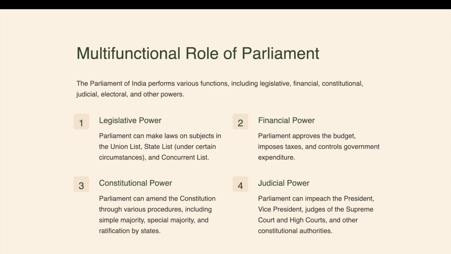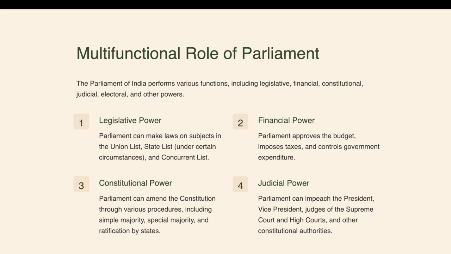Now we will also see different kinds of motions. There are different kinds of cut motions, which are not given in this slide, but I want to remind you. So there are mainly three types of cut motion. The first is disapproval of policy cut, which seeks to reduce the amount of demand to ₹1, representing the disapproval of the policy underlying the demand.